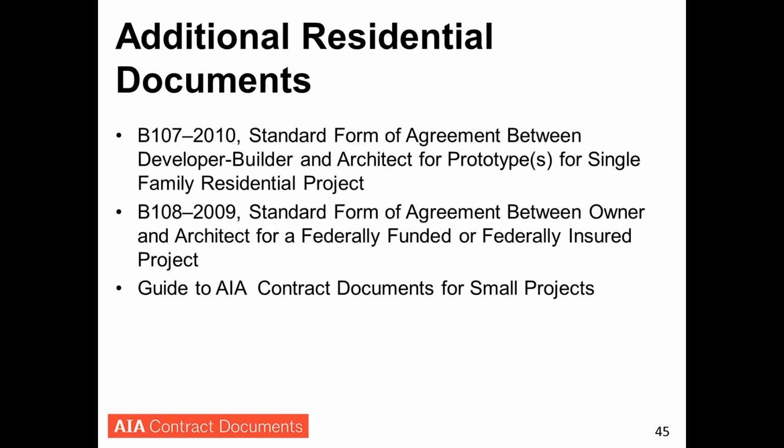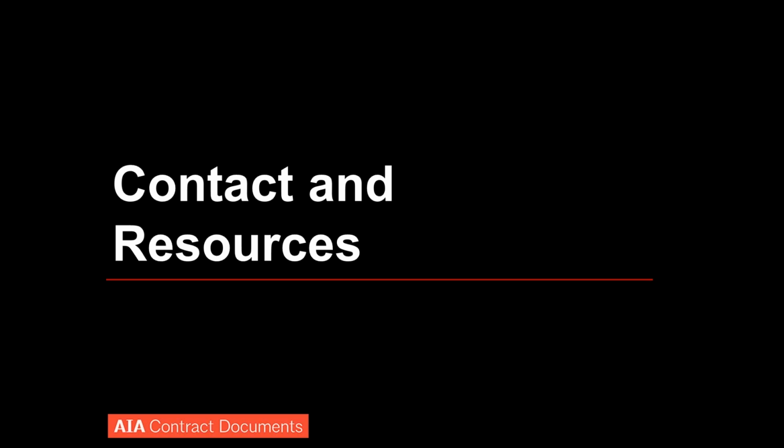And then we do have a guide to AIA contract documents for small projects, which provides information on some of the documents we've talked about today. It's really the ones that are geared towards smaller residential projects, some of the scope of services documents that we have, and some other general information for residential practitioners on why it's important to use a contract, what the basic elements are, and that sort of thing. And that guide is also available for free on our website if you're interested in that, or know anyone who might be interested in that. It's a good education tool.